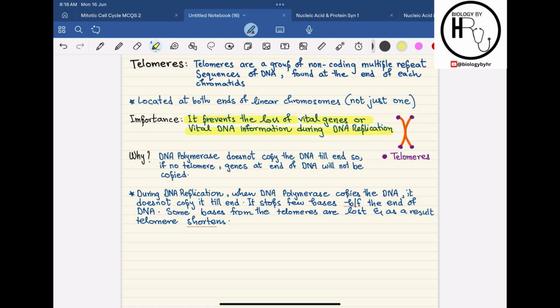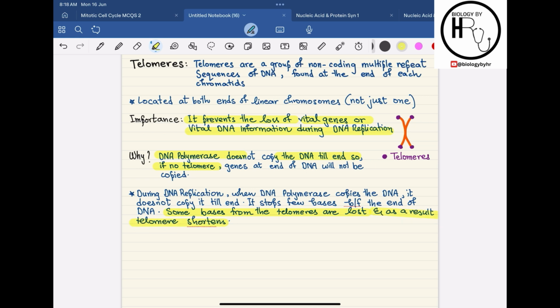During the DNA replication, when DNA polymerase copies the DNA, it does not copy the DNA till the end. So if there were no telomeres, then some genes from here would be lost and deleted, okay. So because of the telomere, some bases from the telomeres are lost, not from the DNA, right? The non-coding sequence of the DNA is what gets deleted, because telomere is the non-coding sequence of the DNA, that is what is lost. So as a result the telomere shortens, okay.